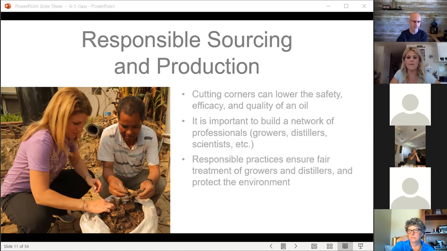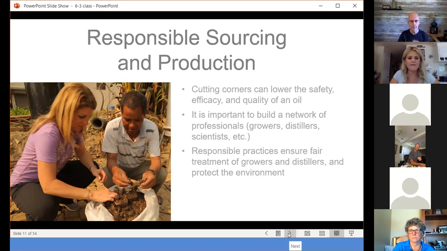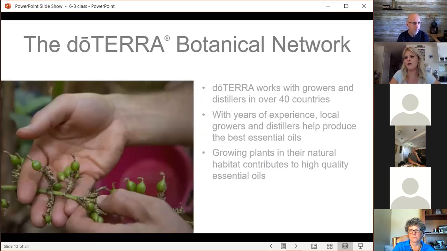doTERRA has something called co-impact sourcing, where we really focus on being able to help provide the growers and planters in different parts of the world sustainable resources in order for them to have success. We cut out the middlemen. We make sure that we're providing them fair wages and taking care of them, building schools, and allowing them to have a sustainable income while they're doing this for us. There's a lot that I can talk about with co-impact sourcing, but we can save that for another day.